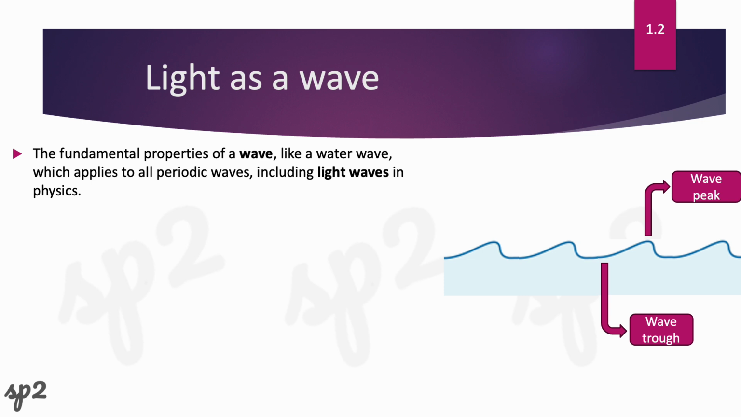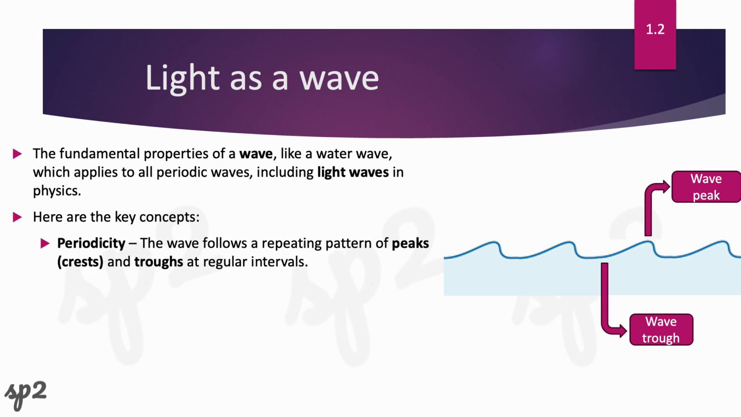So let's look at light as a wave. The fundamental properties of a wave, just like what we have for water waves, can be applied to all of the waves that we have, including light waves. Okay, so take a look at the right side. You've got a water wave, and I have the first key concept, which is periodicity, and that is the wave following a repeating pattern of peaks and troughs at regular intervals, right? That's what we call a period.